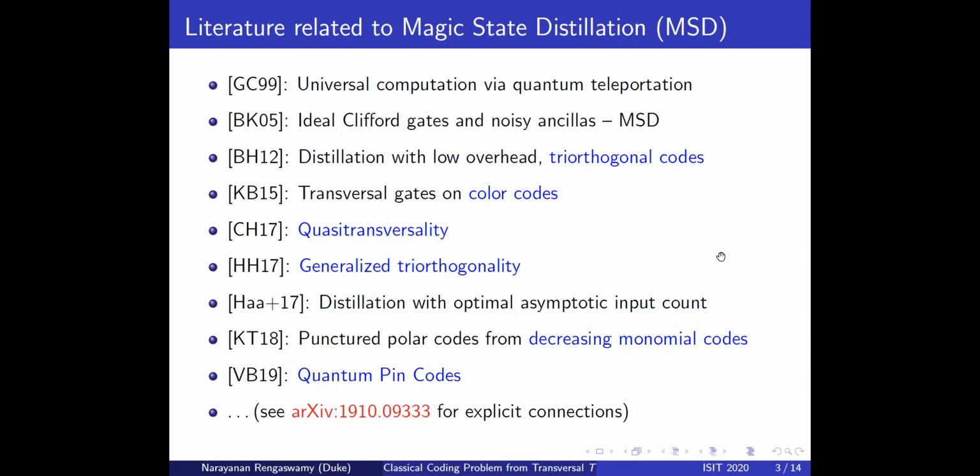Now, to connect it with the literature, the closest literature is the magic state distillation literature. This talk is not about distillation, so I'm not going to go much into details. But this was an idea introduced by Bravyi and Kitaev in this paper and has been quite influential. There are these concepts that have been developed over time in order to make good codes for distillation, and we make explicit connections between our work and these works.